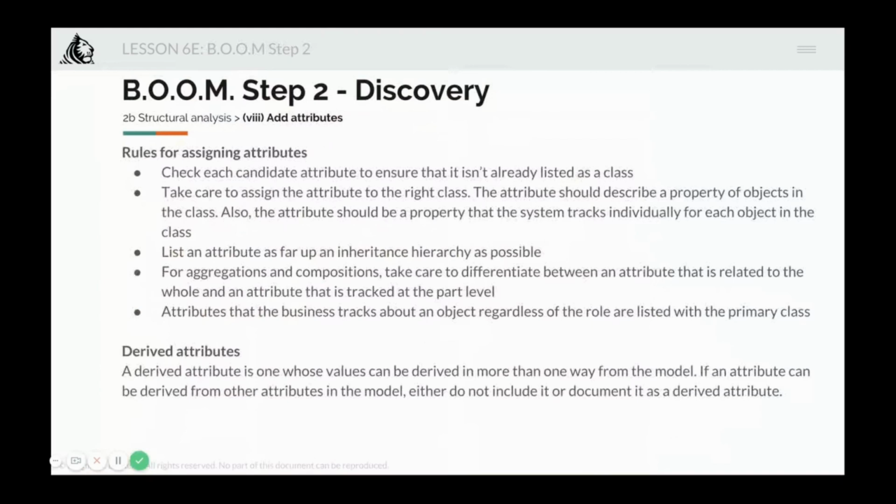The documentation for a derived attribute should explain how the attribute value is determined from other aspects of the model. For example, extended price is a derived attribute of an invoice line item that can be calculated from other attributes as follows. So extended price equals unit price times quantity, correct? So unit price is an attribute, quantity is an attribute, and then you have a derived attribute called extended price.